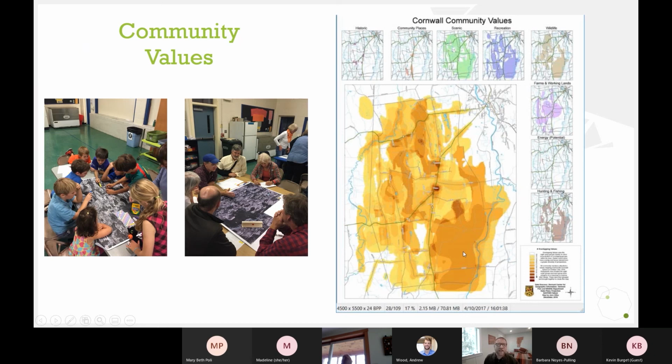And so this is a tremendous way of helping the town move forward with not only what people care about, but what people care about where. And it allows the Conservation Commission to identify potential allies in conservation, whether we're talking about recreational allies or hunting and fishing or scenic interests, whatever it might be.